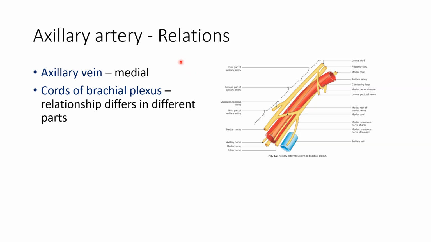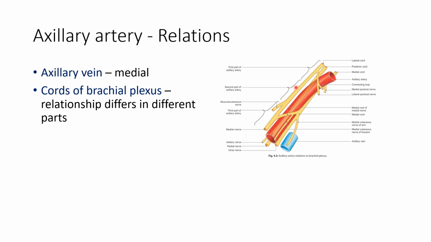Regarding the relations of the axillary artery: the axillary artery is related to the axillary vein. Throughout its course, the vein is its medial relation. Then the cords of the brachial plexus, the relationship of which varies in different parts. Coming to the first part of the axillary artery, both the lateral and posterior cords are lateral to it. The medial cord is posterior to it, and there is a loop of communication between the two pectoral nerves in front.